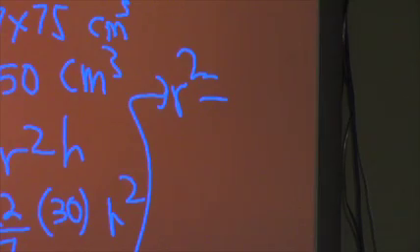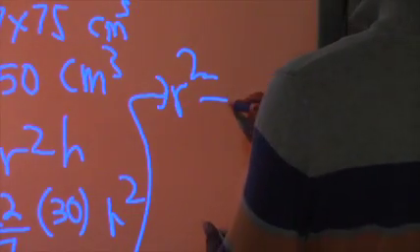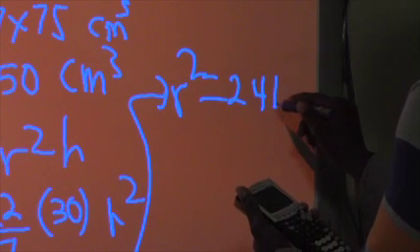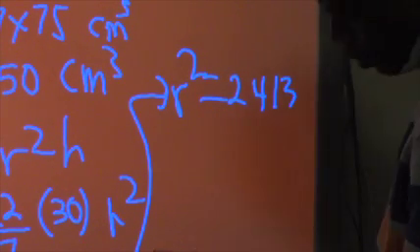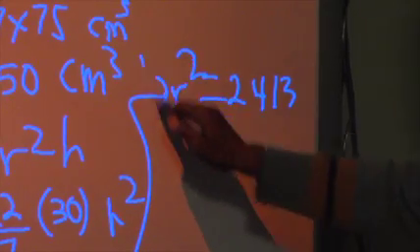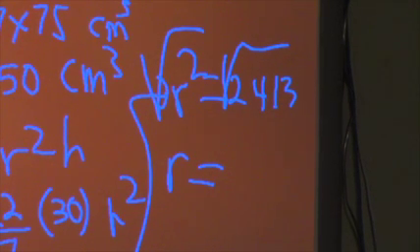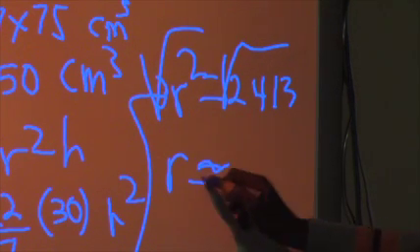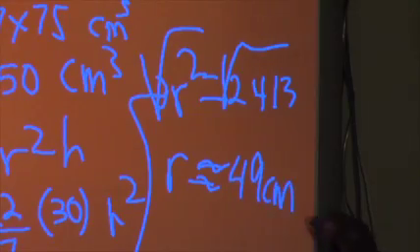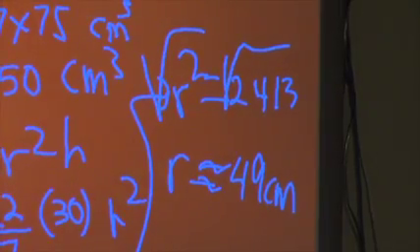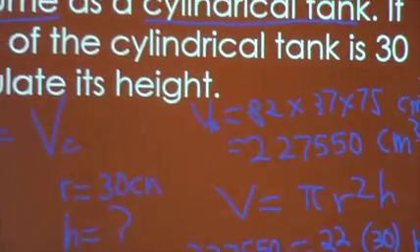This gives us a value of approximately, and then we must find the square root of that. So our radius here would be approximately 49 centimeters. So that's good. Let's move on to the next problem we're getting.